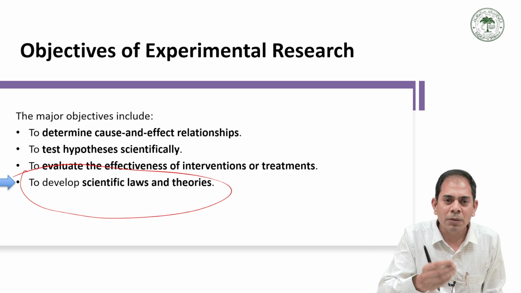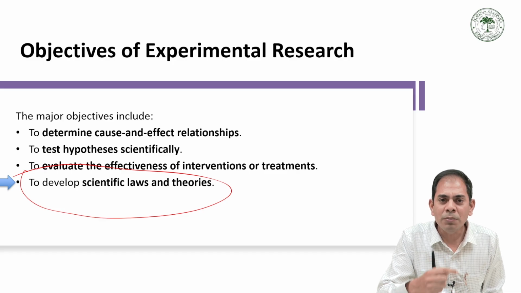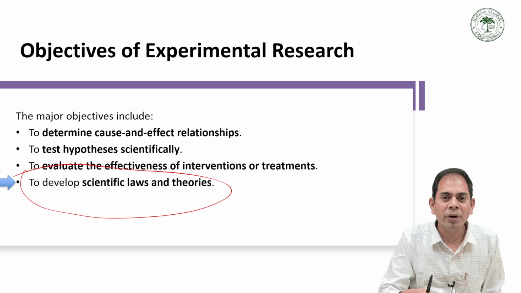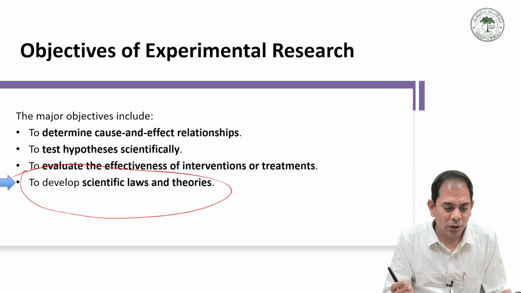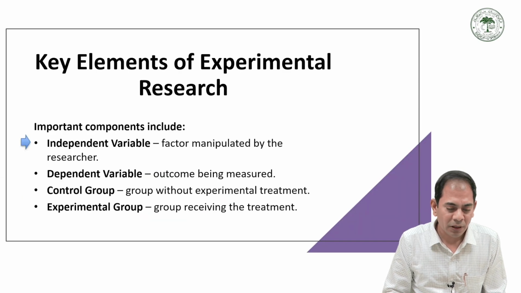When similar results are found again and again, the important thing being that the same result is found again and again, it means a strong scientific principle can be established. These theories help to explain and predict different phenomena scientifically. So this is the process, this is the objective of experimental research.